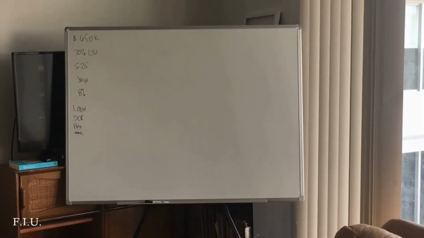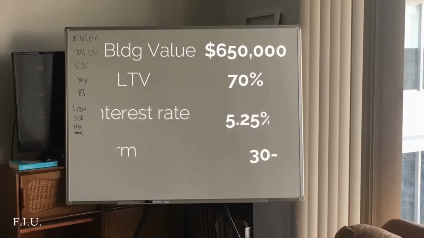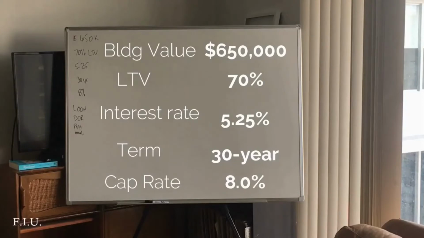You are presented with an opportunity to purchase a small warehouse for $650,000. The bank quotes you a loan with the following terms: 70% LTV, 5.25 rate, a 30-year amortization. The cap rate for this purchase is 8%. Calculate the loan proceeds, the estimated annual debt service, and the debt service coverage ratio.